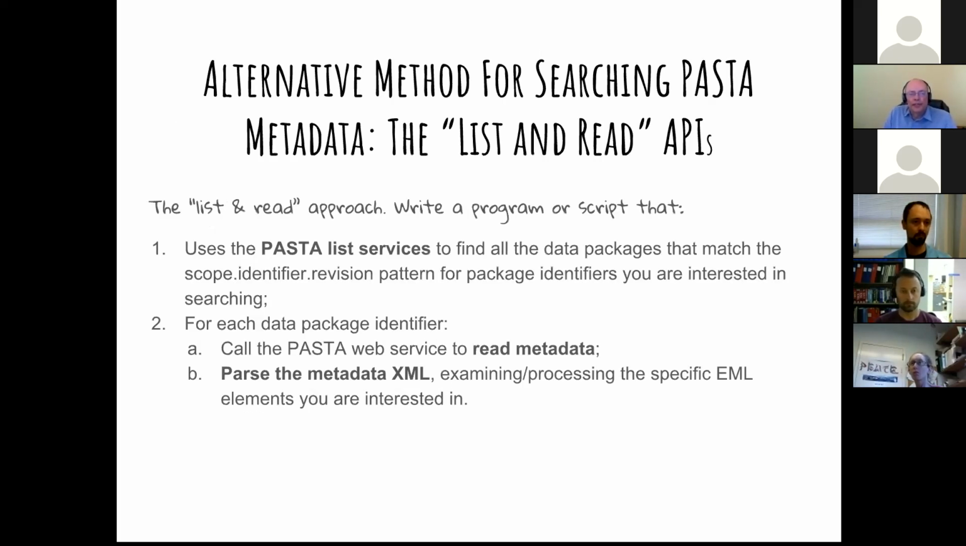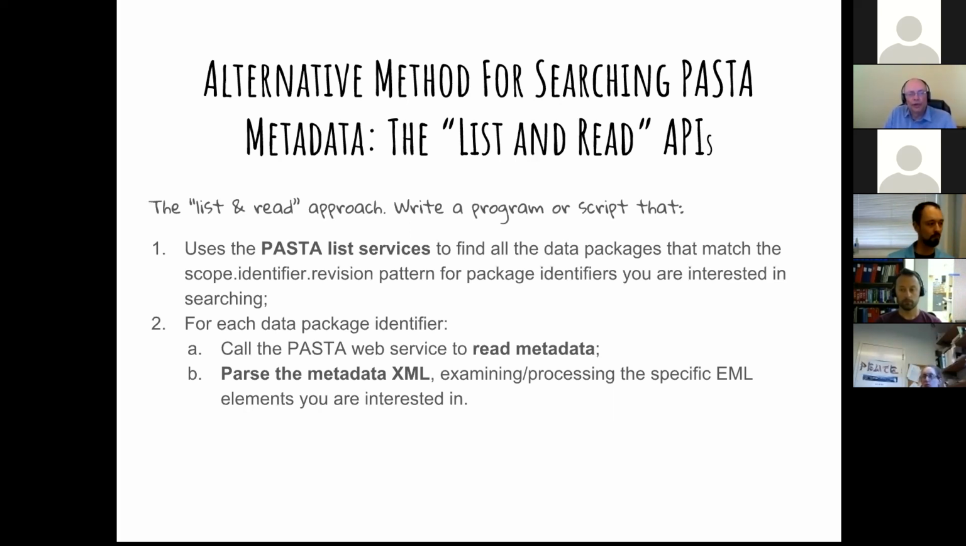Now that we have a pretty solid understanding of the PASTA Search API in all three of its aspects, which fields are indexed, how we compose queries, and what XML results are returned to us in the response, I'd like to take a moment to describe an alternative method for searching and retrieving PASTA metadata, what I'll refer to as the list and read APIs of PASTA Plus.